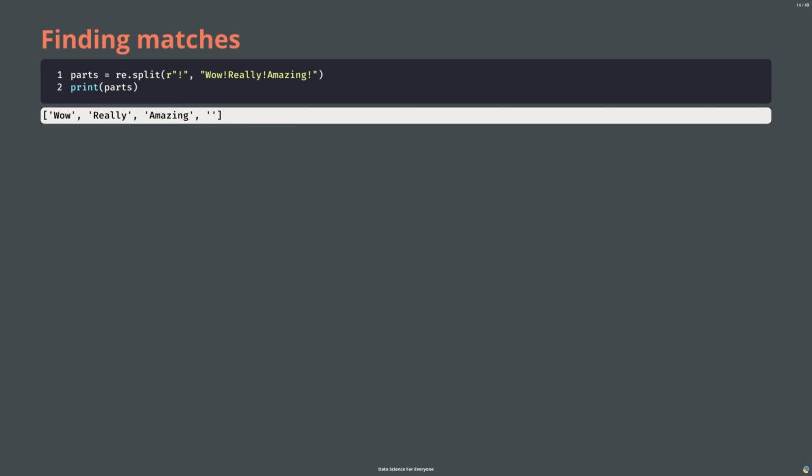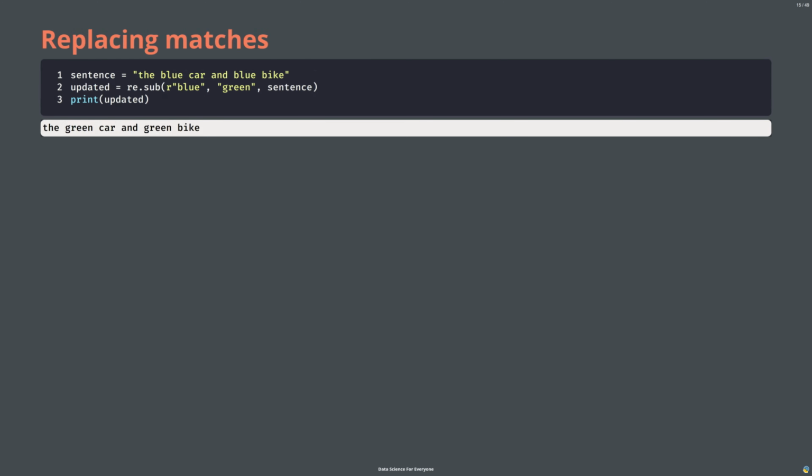If we want to split a string based on a pattern, we can use the split method. In this example, we split the string at every exclamation mark and it gives us a list of separated words. To replace patterns with something else, we use the sub method. It takes a pattern, a replacement string, and the original text. For instance, we are replacing every occurrence of the word blue with green.